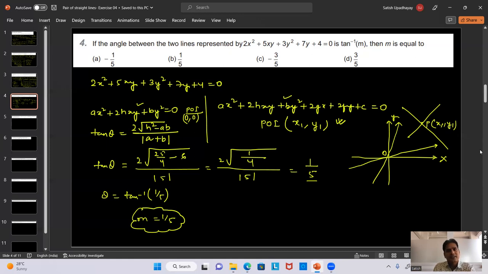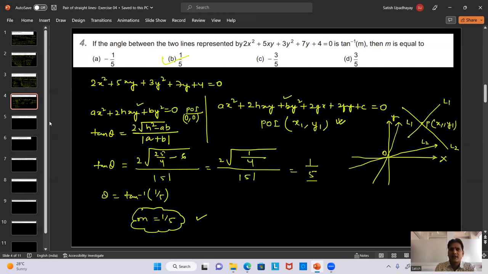Only the point of intersection will change, but the angle between the lines will not change, right? So this is L1, L2, and this is our L1, L2. So I hope this is clear to all of you. So the angle between them will be, as per the question, the value of m is coming out to be 1 by 5. So option B is correct.